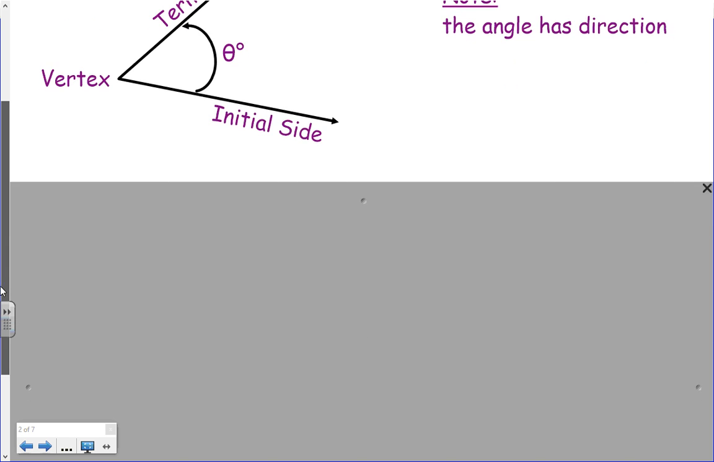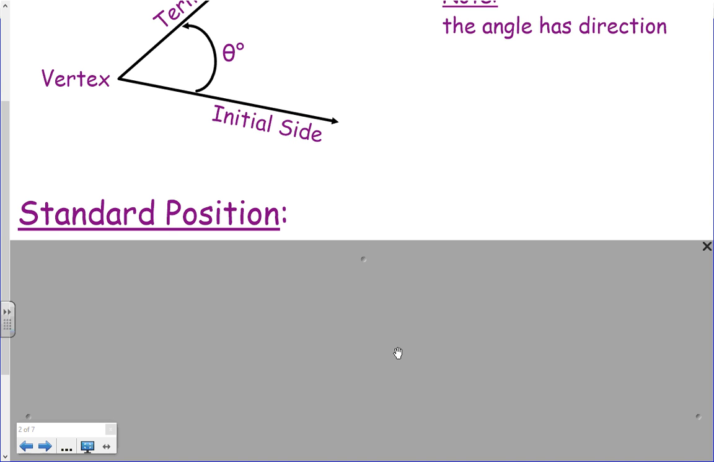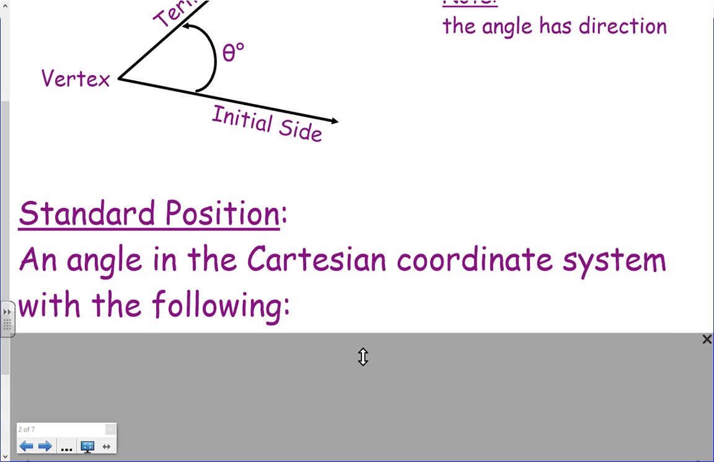All right, so when we work with angles, we have something called standard position that we will place our angles in. And basically from this point forward, everything will be considered to be an angle in standard position unless it's noted otherwise. But what exactly does it mean to be in standard position? Well, standard position means that you have an angle that you've placed into the Cartesian coordinate system, and it has three requirements here, three properties that make it an angle in standard position.